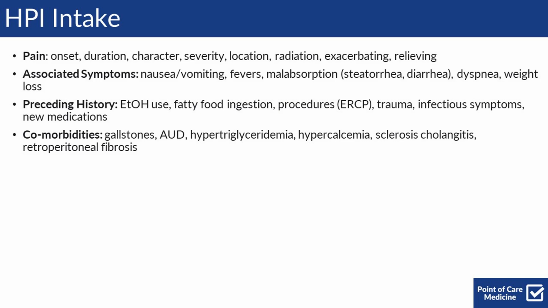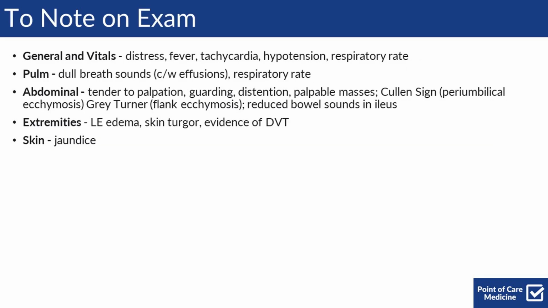Comorbidities you should ask about include a history of gallstones, alcohol use disorder, hypertriglyceridemia, hypercalcemia, sclerosing cholangitis, and retroperitoneal fibrosis. When performing your physical exam, look at their general status and vitals. Are they in distress, fevering, have tachycardia or hypotension, and what's their respiratory rate?